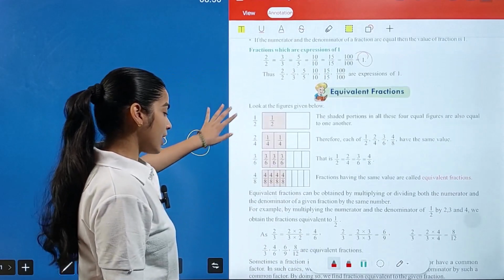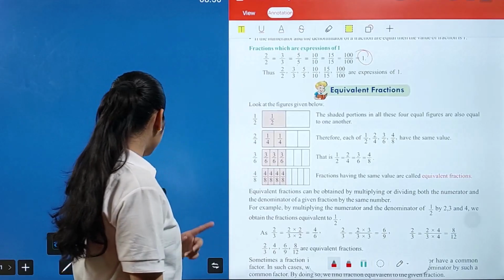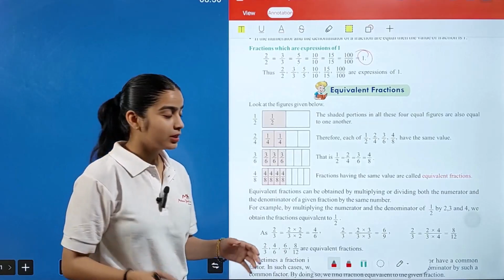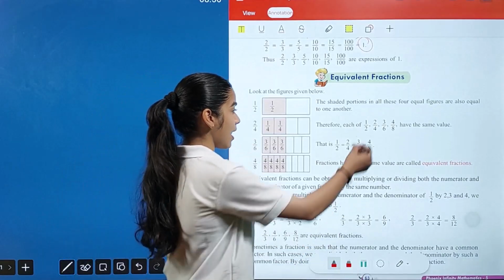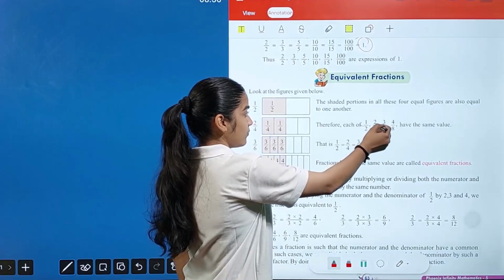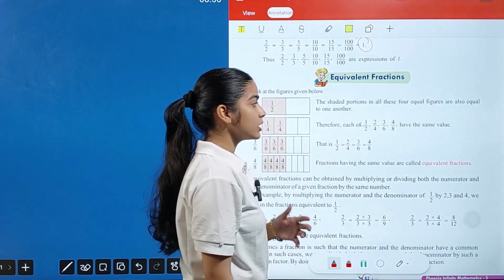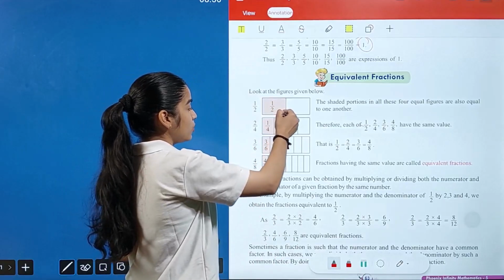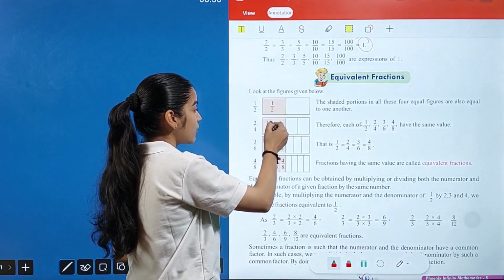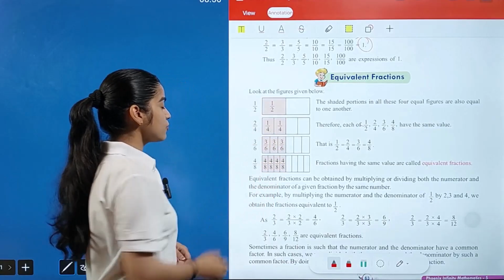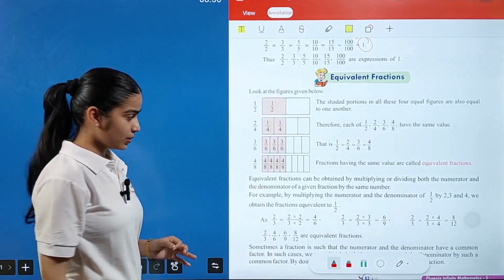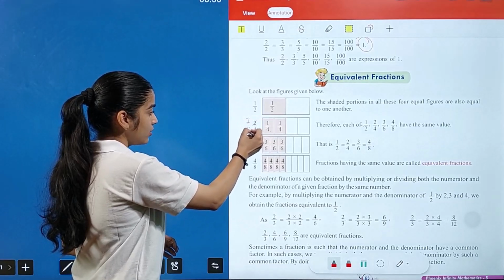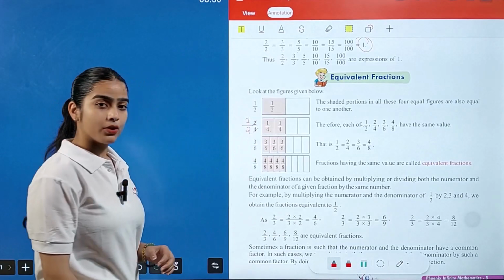Now, equivalent fraction. What do we mean by equivalent fraction? As the name suggests, equivalent means equal to each other, right? So in this case, if I have 1 by 2 and 2 by 4, the shaded portion in all these four equal figures is also equal to one another. So 1 by 2 and 2 by 4 will be represented like 1 by 4 and 1 by 4. If you solve this, if you know 2's table, 2 ones are 2 and 2 twos are 4, so 1 by 2 will be your answer.